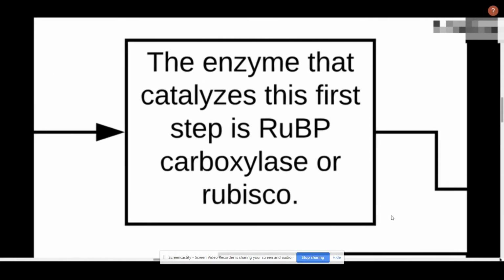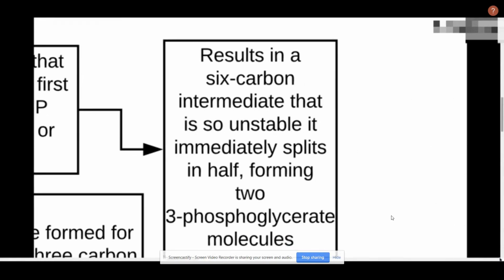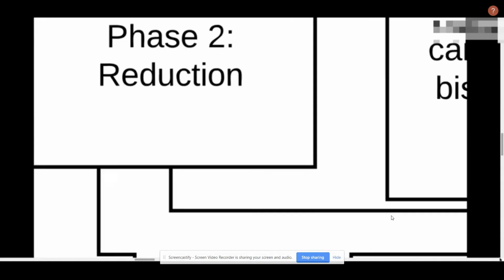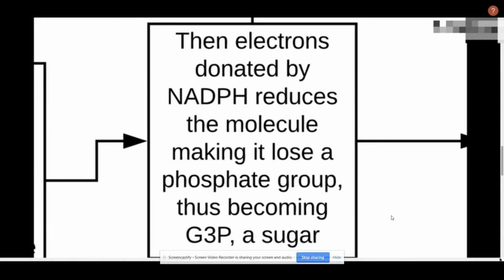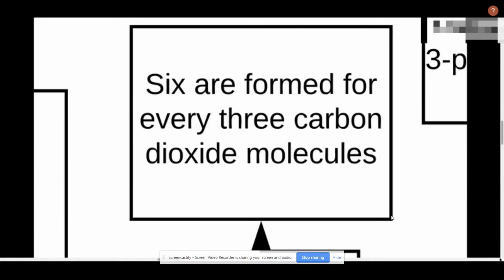The enzyme that catalyzes this first step is RuBP carboxylase, or Rubisco. It results in a 6-carbon intermediate that is so unstable it immediately splits in half, forming two 3-phosphoglycerate molecules. Then, phase 2 is reduction. Each 3-phosphoglycerate receives an additional phosphate group from ATP, becoming 1,3-bisphosphoglycerate. Then NADPH reduces the molecule, making it lose a phosphate group, thus becoming G3P, which is a sugar.